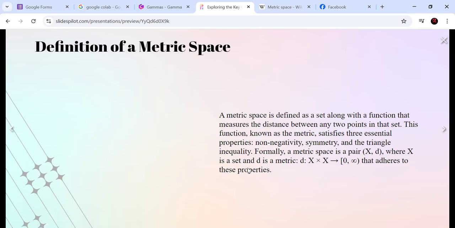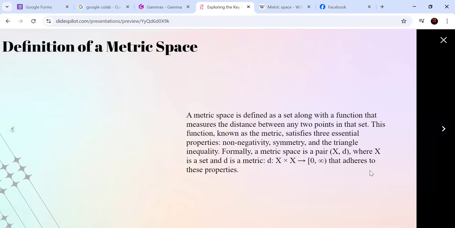Here X is a set, but it should be a non-empty set. So this is an example: X cross X goes to the non-negative numbers, from 0 to infinity, so the distance D goes to infinity. This adheres to this property.